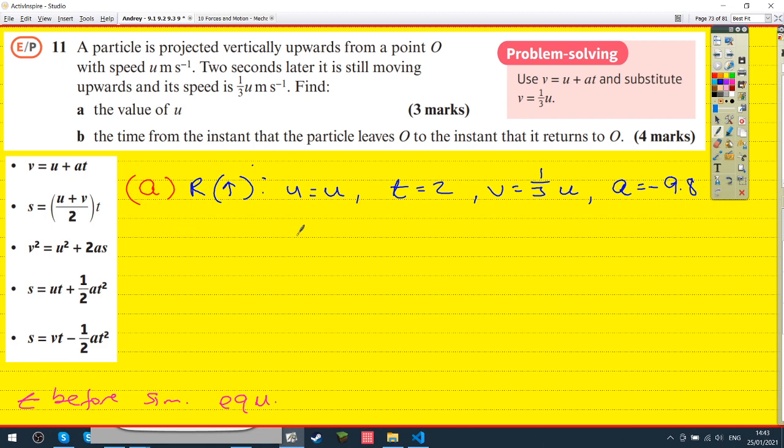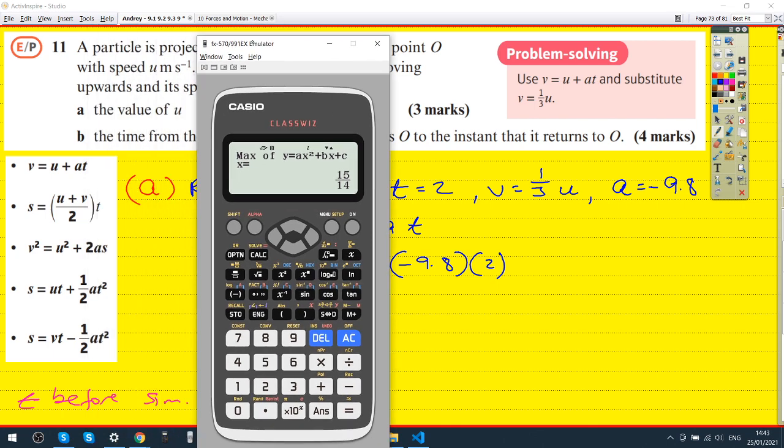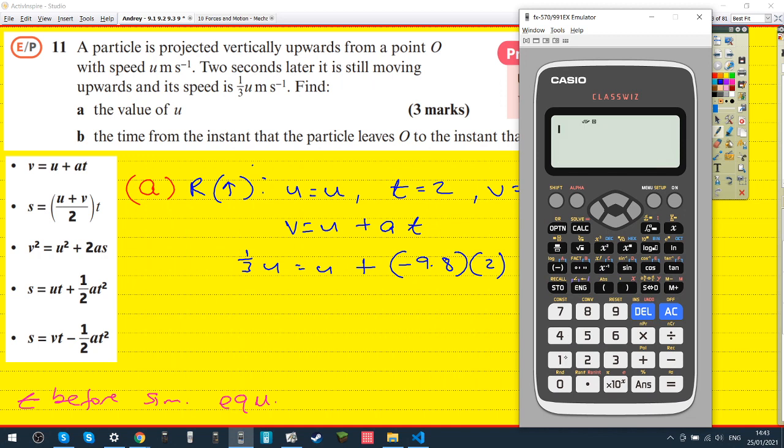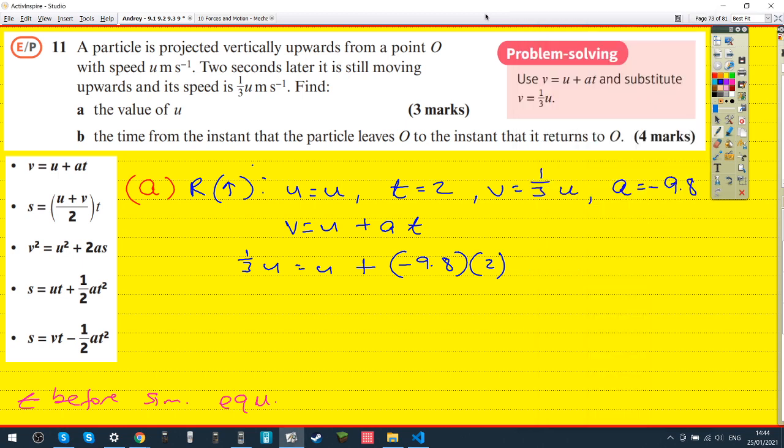So are we now going to do v equals u plus at? Yep. And so a third u is equal to u plus minus 9.8 times 2. And so we can just do... It's nice to have a normal type of question. I got 147 over 5. 29.4. 29.4. Great.